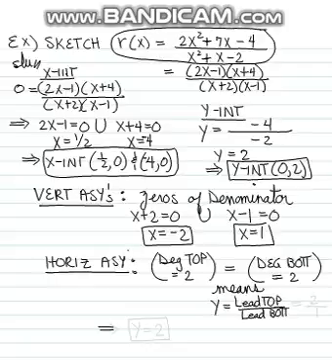So let's see, what was the lead coefficient of the top? The lead coefficient of the top was 2. The lead coefficient of the bottom was 1. So y equals 2. The horizontal line y equals 2 will be our horizontal asymptote. Let's continue this on the next video.